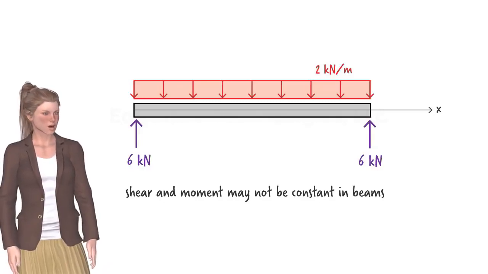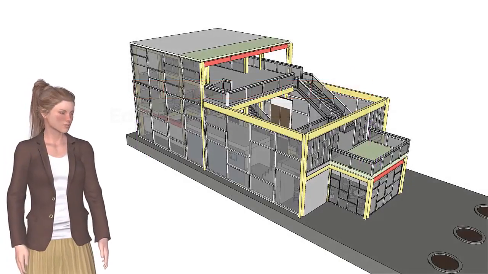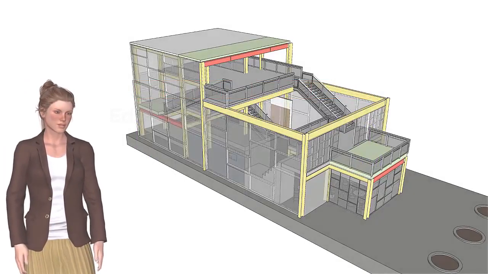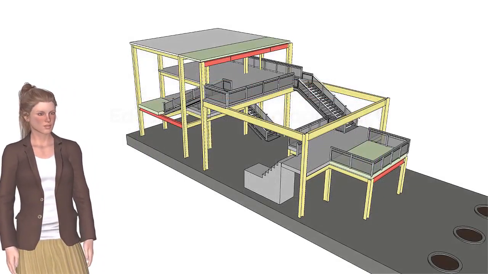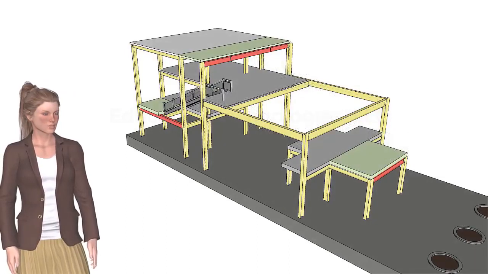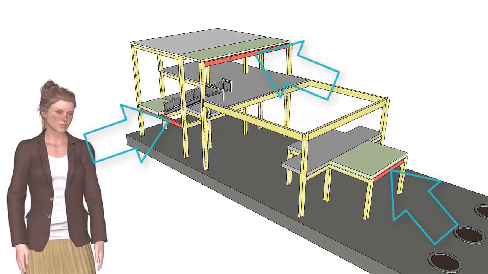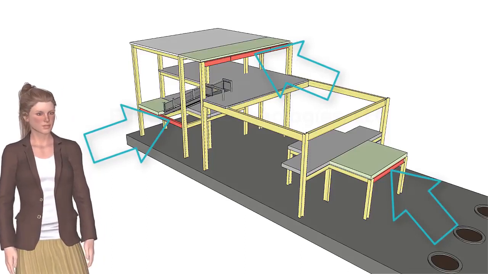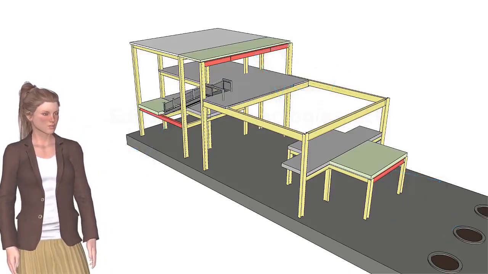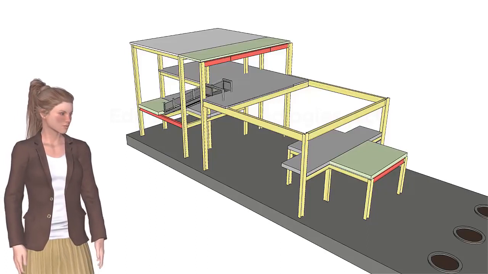maximum and minimum values. Consider this steel and glass building, designed and constructed to serve as an art center. Let's highlight 3 specific beams in the skeleton of the structure, each subjected to a different loading case. We are going to show how to write the shear and moment equations for each beam.